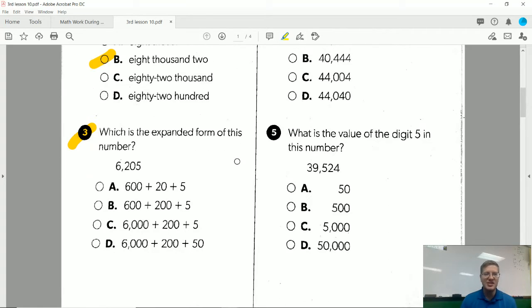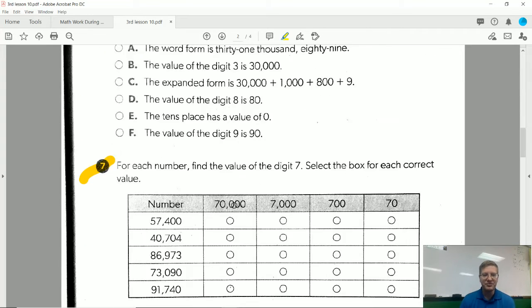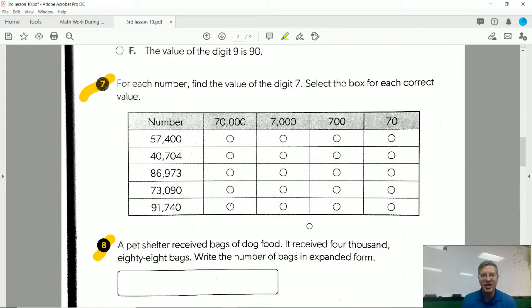Number 3, what is the expanded form? So we're taking the number and we're stretching it out based on each place value. So we have a 6 in the thousands place, so that would be 6,000. We have a 2 in the hundreds place, which would be 200. And we have a 5 in the ones place, so we would have 6,000 plus 200 plus 5, and that matches letter C.